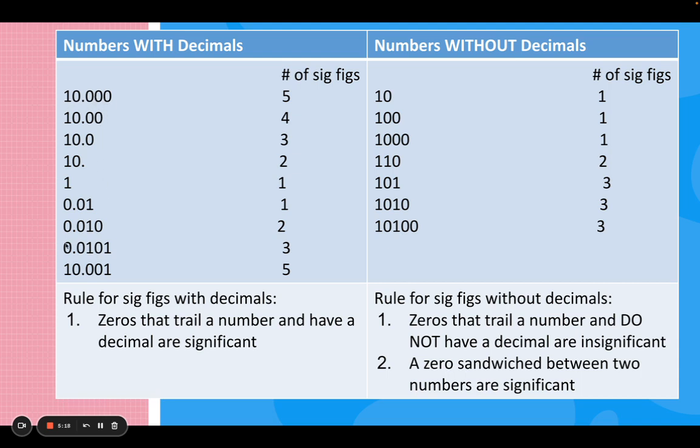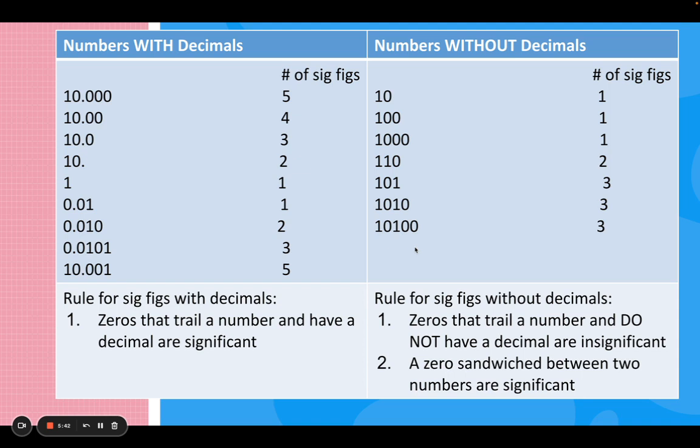If we go down to the second to last one, we have 0.0101. Only 1 zero there is trailing the 1. The other 2 zeros are preceding it, so those are insignificant. They don't count. But the 0 in between the ones and the 1 are all significant, which is why it has 3 sig figs. If we look at numbers without decimals, there's 2 rules to know.